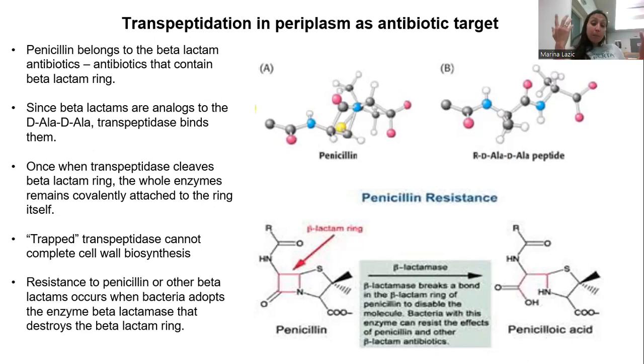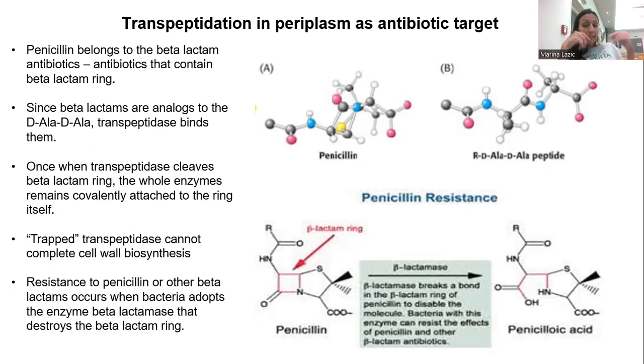When transpeptidase cleaves that beta-lactam ring, thinking, oh, this is my D-Ala-D-Ala, so it cleaves it, the enzyme remains covalently attached to the ring itself. So then that beta-lactam ring basically blocks transpeptidase. Transpeptidase is trapped and cell wall synthesis cannot be performed.